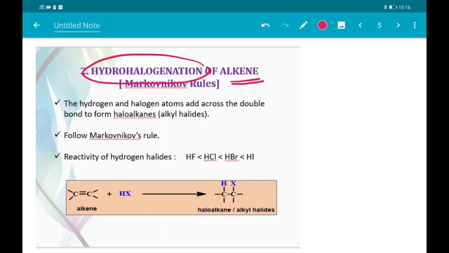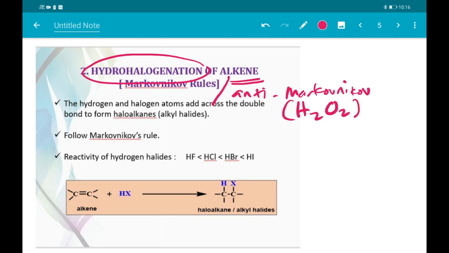For this hydrohalogenation, it must follow either Markovnikov or anti-Markovnikov, depending on the reagent that we are using. Please take note that if we are using peroxide such as H2O2, it will prefer the anti-Markovnikov. So basically, you can see in the general equation, we have an alkene, and when we react it with an unsymmetrical reagent, the double bond will break, and we're going to add both H and X, so it will become an RX compound.